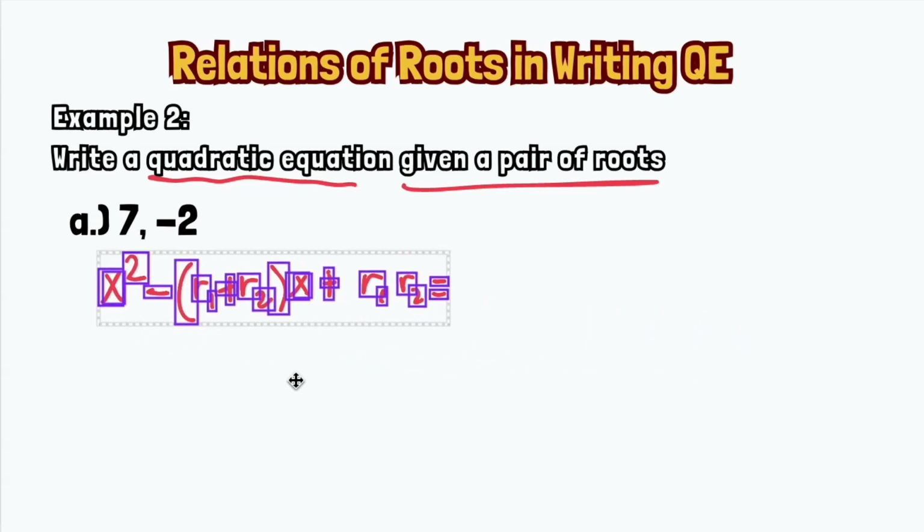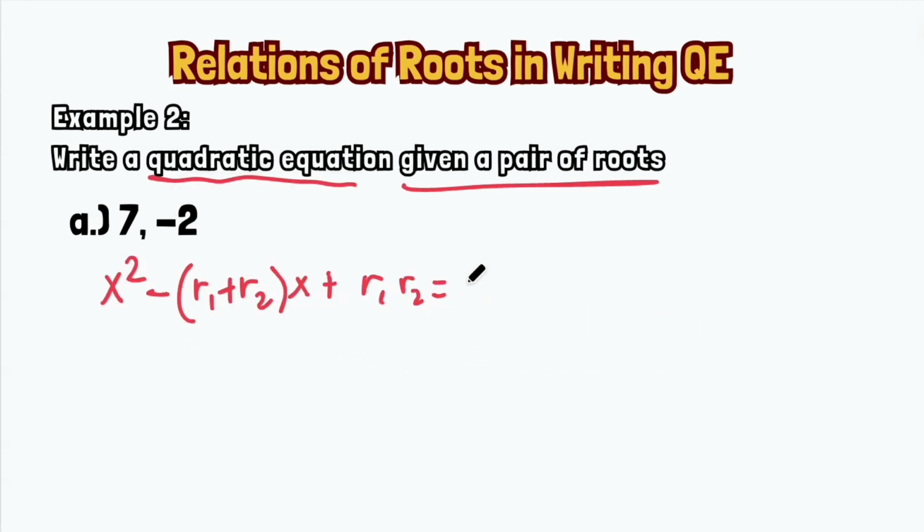Okay. So allow me to use this particular equation. You know what? Just to review, this one is the sum of the two roots. Ito naman yung product ng dalawang roots. May given ka ng mga roots dito. So our root 1, allow me to write, that is 7. Root 2 is negative 2. So gamitin natin yung dalawang root na yan.